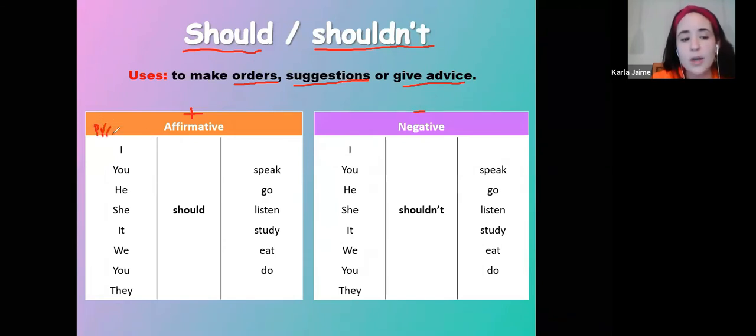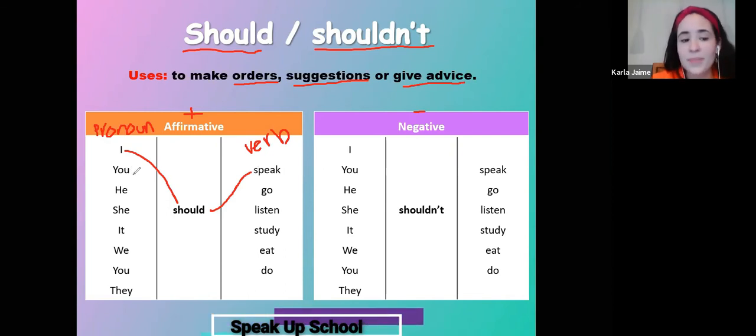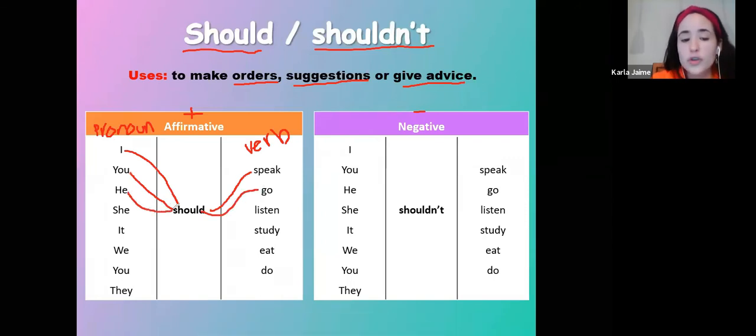These are your pronouns. We have I, you, he, she, it, we, you, they. I'm sorry, I'm trying to do my best. All right. And then after you put your pronoun, you add should, I should. Then you put your verb on your base form, okay? I should speak English during the class. You should go to the dentist. He should listen to his parents. She should study for her math test. It should eat its whole food.